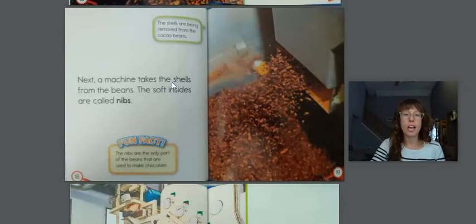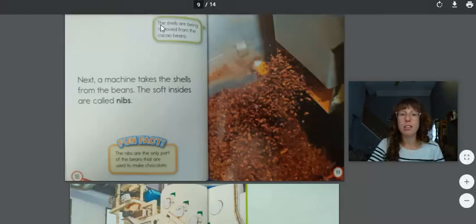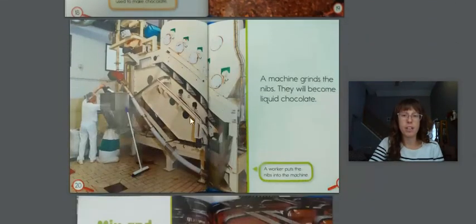Next, a machine takes the shells from the beans. The soft insides are called nibs. So the beans have a hard shell that we don't want to eat, so they take the shells off. And in the middle is something soft called a nib. It says the shells are being removed from the cocoa beans. The nibs are the only part of the beans that are used to make chocolate. So we don't eat the big pod, we don't eat the shell, we just eat the soft nib that's on the inside.